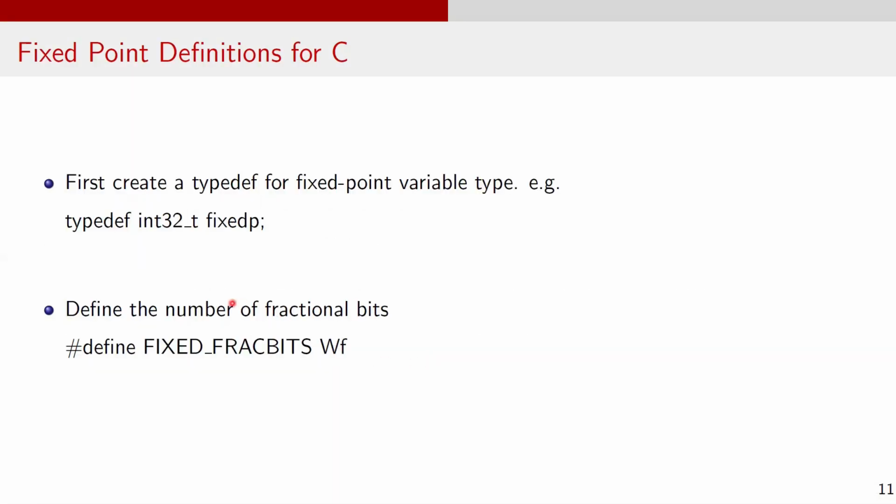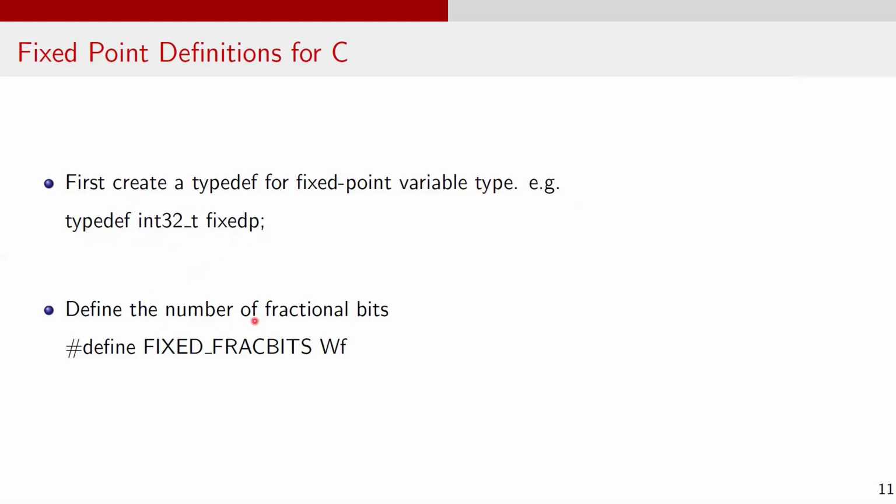Now let's discuss how to implement fixed point arithmetic in the C language. C does not have pre-built libraries for fixed point arithmetic. Here is the script to explain how to implement fixed point in C. First, we define the fixed point variable type. Use typedef to create a custom type for fixed point variables. Here, the custom type is fixedp.